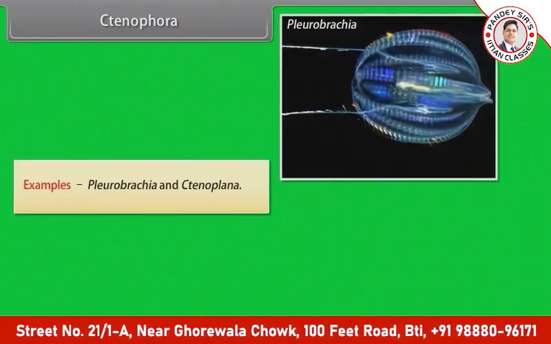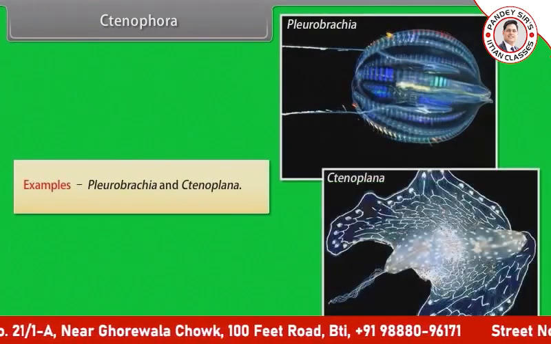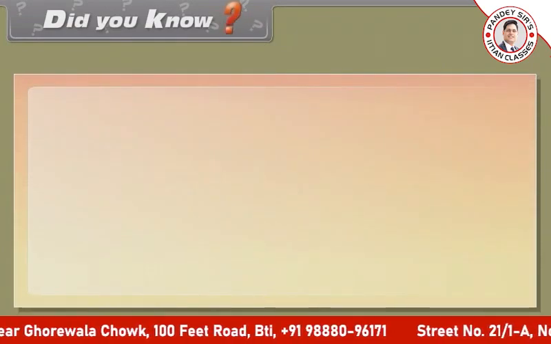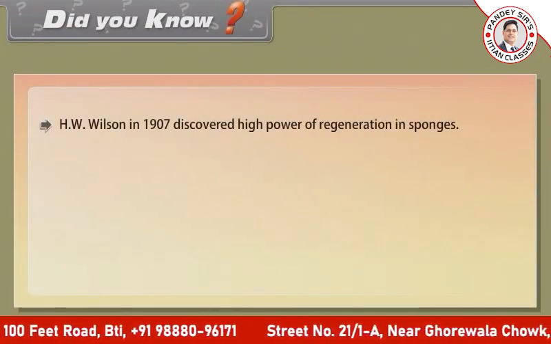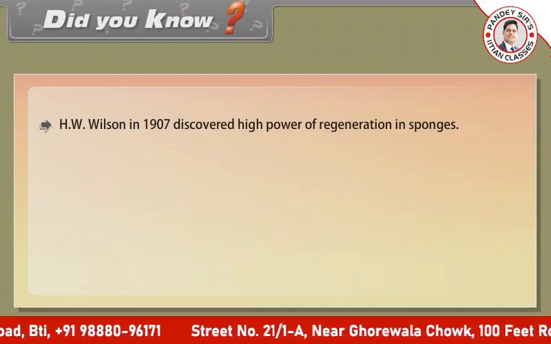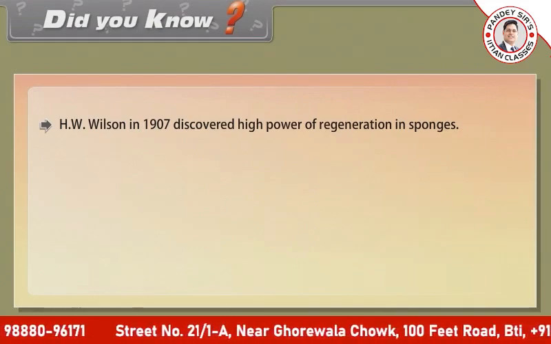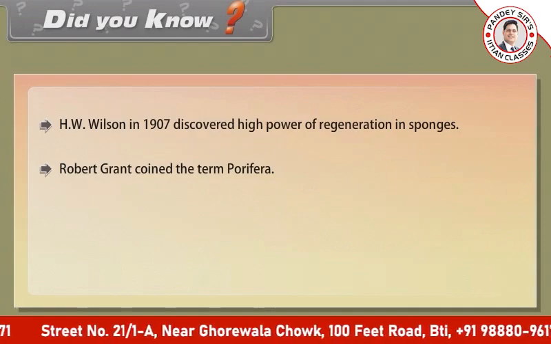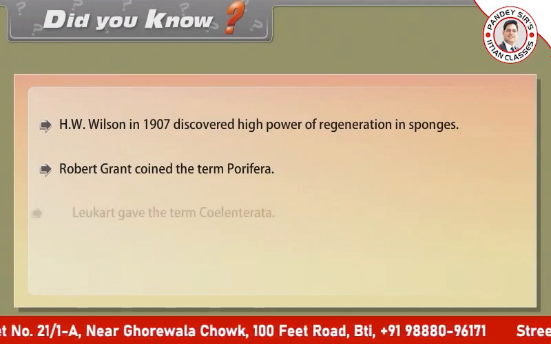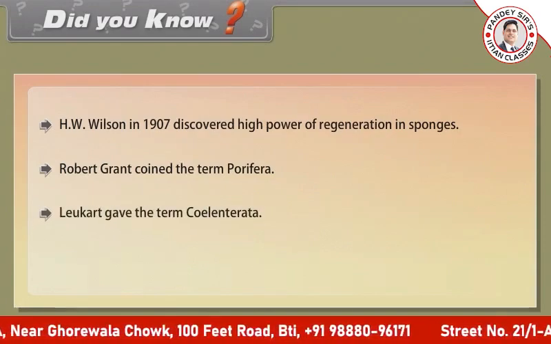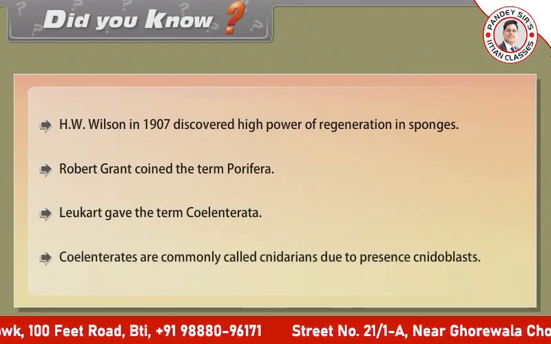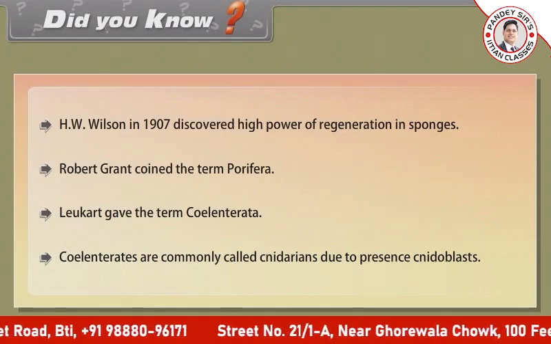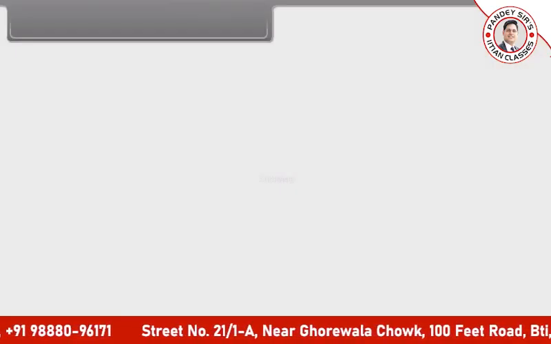Example, Pleurobrachia and Ctenoplana. Did you know? H. W. Wilson in 1907 discovered high power of regeneration in sponges. Robert Grant coined the term Porifera. Leuckart gave the term Coelenterata. Coelenterates are commonly called cnidarians due to presence of cnidoblasts.